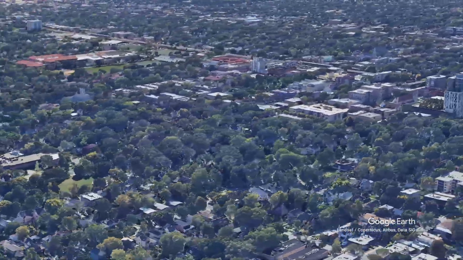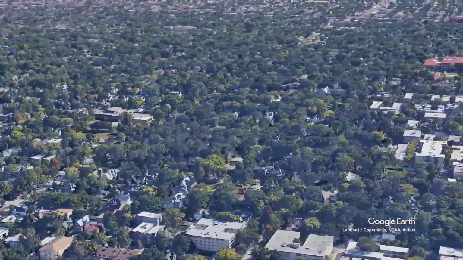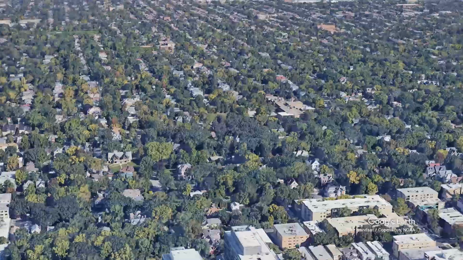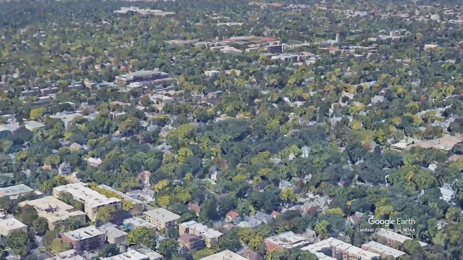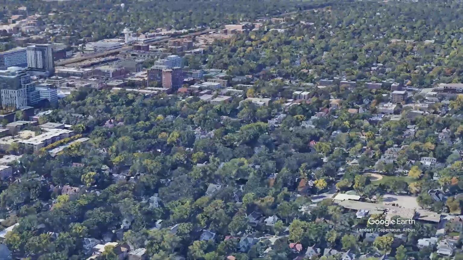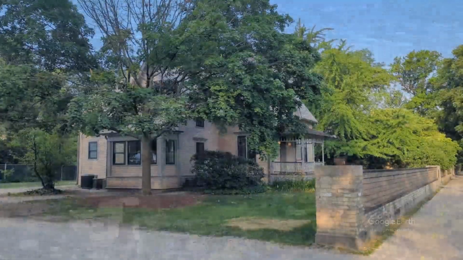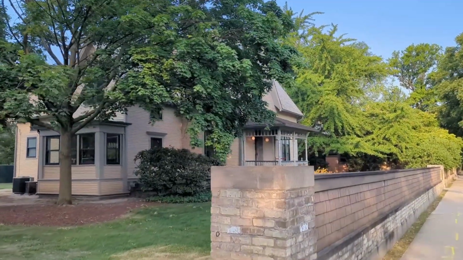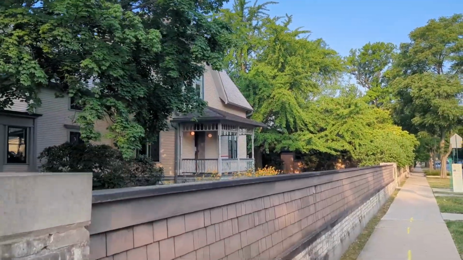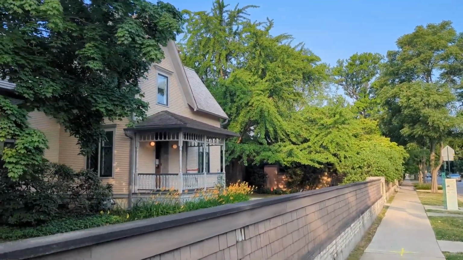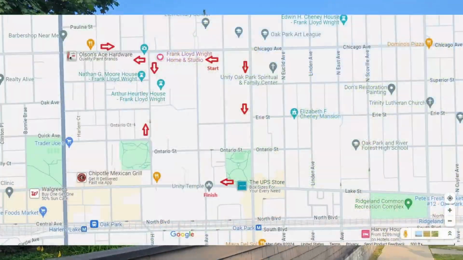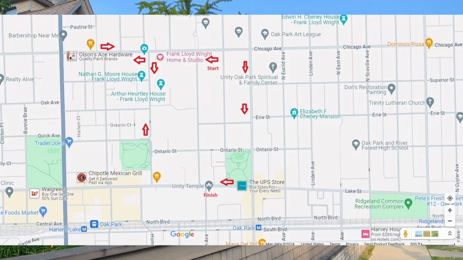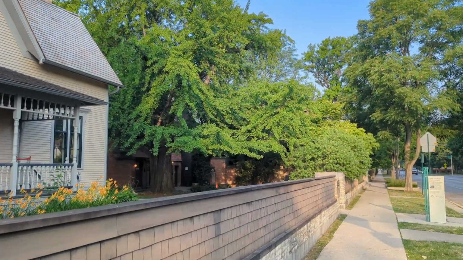Oak Park is a suburb just west of Chicago, Illinois. It was officially incorporated in 1902 and today has a population of just over 50,000. It's connected by trains to Chicago, so it's easy to live here and work in Chicago at the same time. You don't have to walk around much to realize this is a really nice part of town. It's dotted with parks, is very walkable, has dozens of dining options, and the homes here are some of the most interesting in the United States.